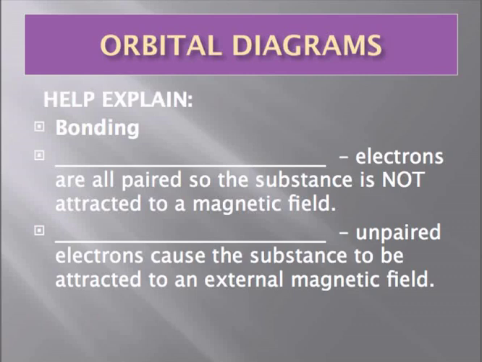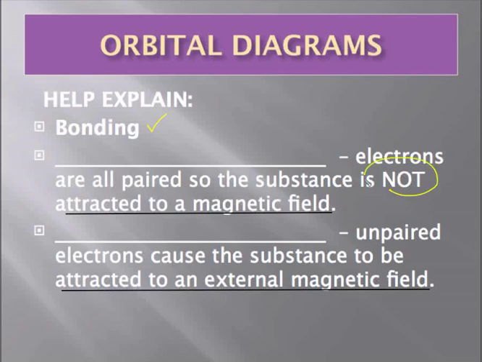Orbital diagrams help us understand and explain bonding issues. That will be our next unit. We'll go from the atom to bonding. They help explain a particular property of elements, and that is whether or not they are attracted to a magnetic field. So some are and some aren't. And it's typically a weak attraction, but still, why is that? And we see that from the orbital diagram.